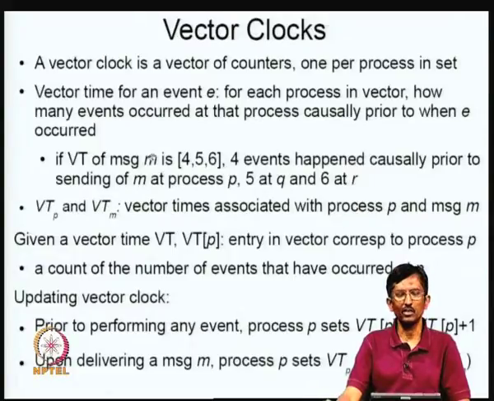For example, suppose there is a message M and I say its vector time is 4, 5, 6. What does it mean? It means the message M has been sent from this process P, and that 4 events happened causally prior to the sending of M at process P, 5 at Q and 6 at R. Essentially, you have fairly detailed information about what happened at each of the nodes P, Q, R.